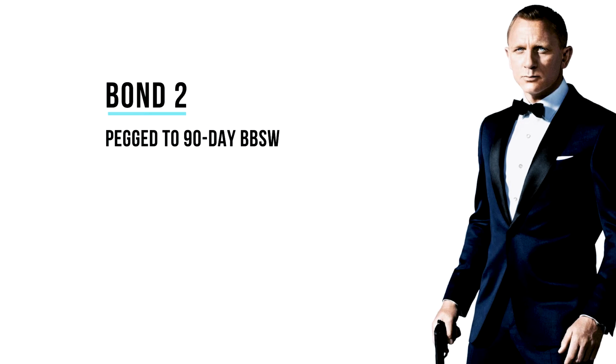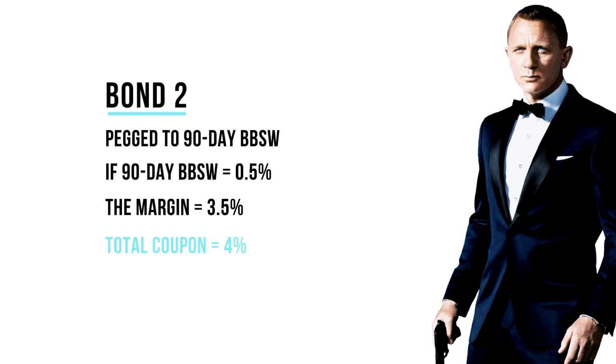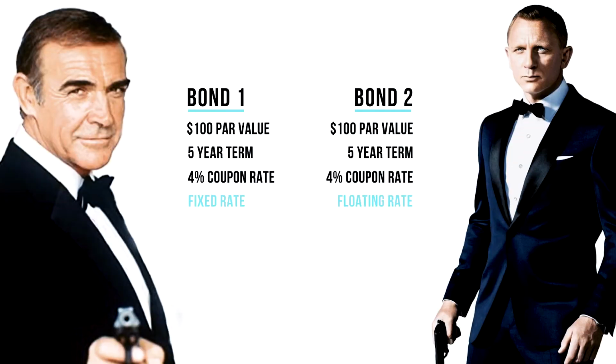If we assume that the 90-day bank bill swap rate is 0.5%, now yes, it's actually lower than this, but for the purpose of this calculation, let's assume 0.5%. Then that means that the floating rate bond is going to give you a fixed margin of 3.5% above the 90-day bank bill swap rate. As time passes, if there's no change in the 90-day bank bill swap rate, then both these bonds will continue paying you the same 4% coupon rate.